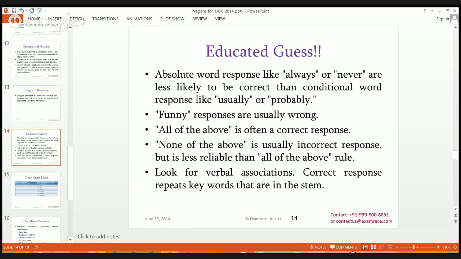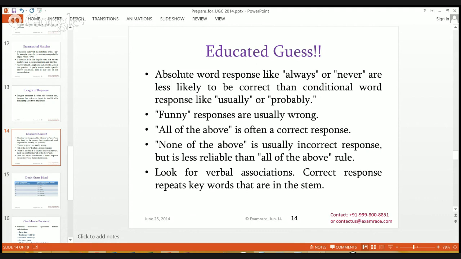Then you have verbal associations. For example, there is a keyword in the question that is being repeated in the choice. So it's very important to pick up verbal associations in those cases. Another thing that would help you in the exam is the length of the response. For example, there is a question, and of the four choices, choice C looks unusually bigger. That means in that choice, the examiner is trying to explain the answer to the question.